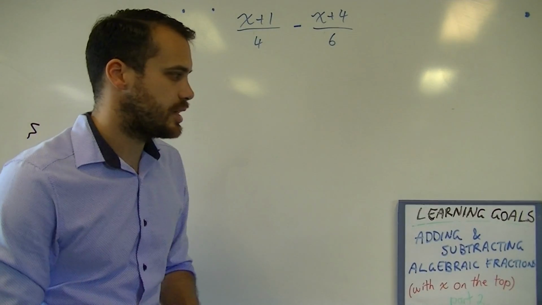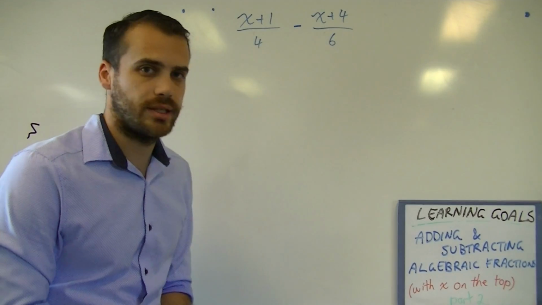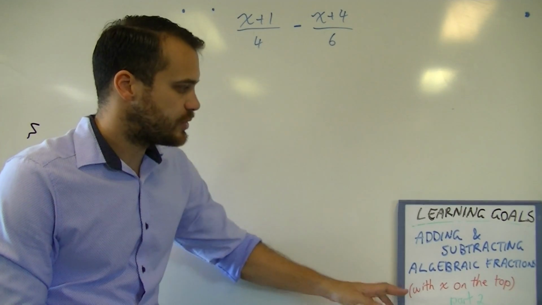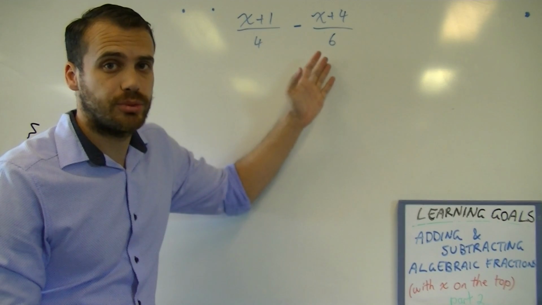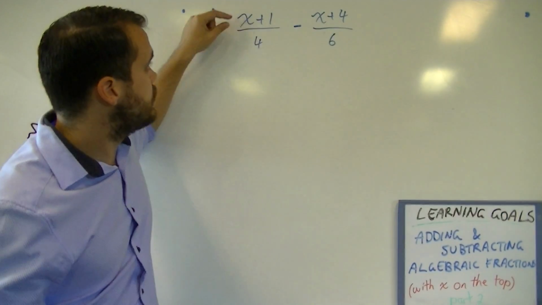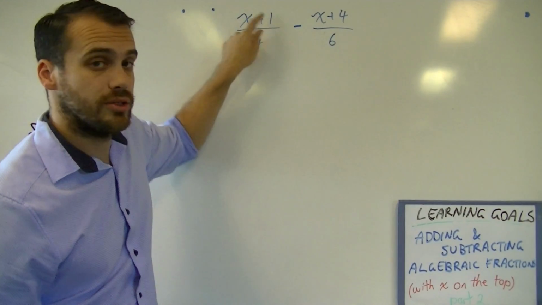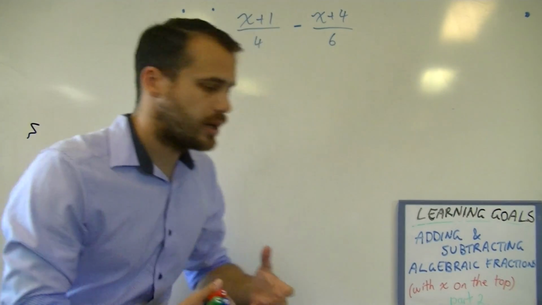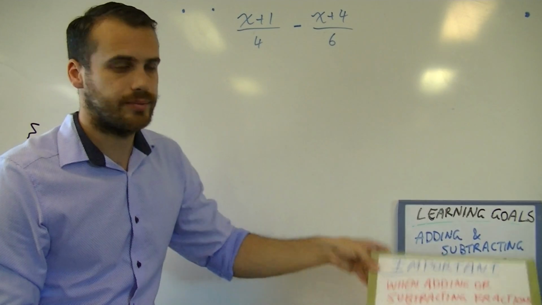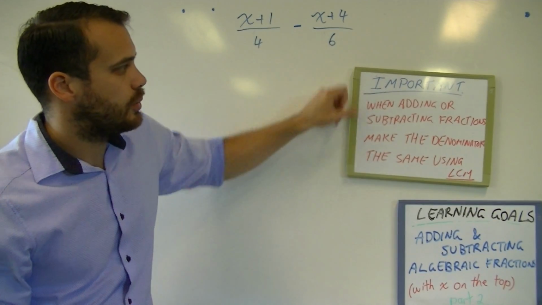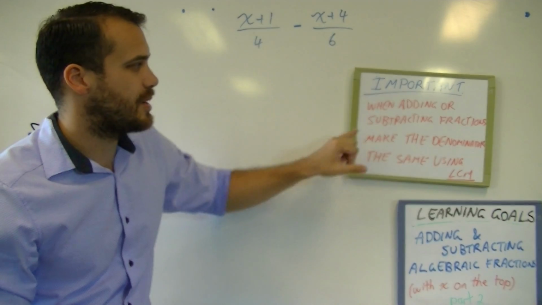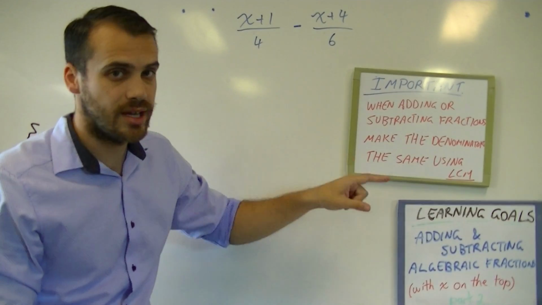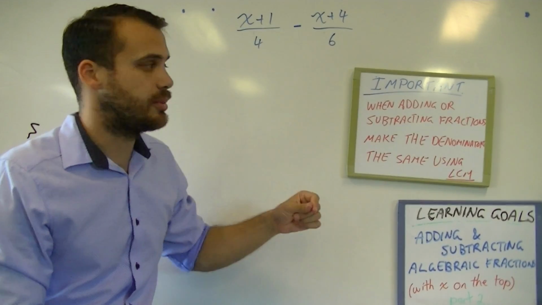Alright, so this is our second video on adding and subtracting algebraic fractions. We've still got x on the top in these algebraic fractions, but you can see the difference is that it's x and something else on the top of the fraction. All of the same rules still apply. Important: when adding or subtracting fractions, make the denominator the same using the lowest common multiple.